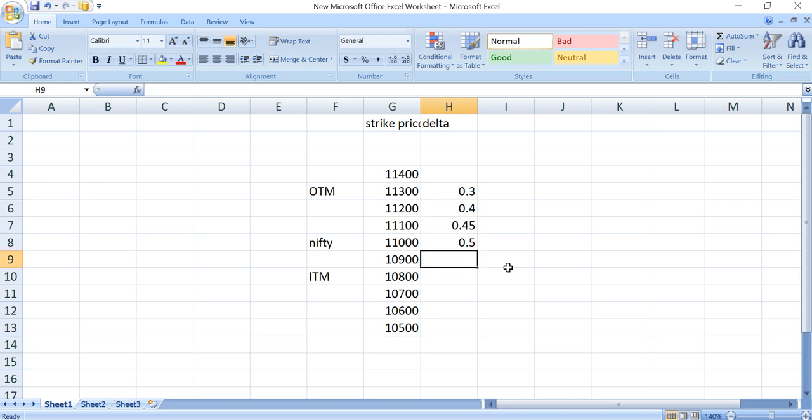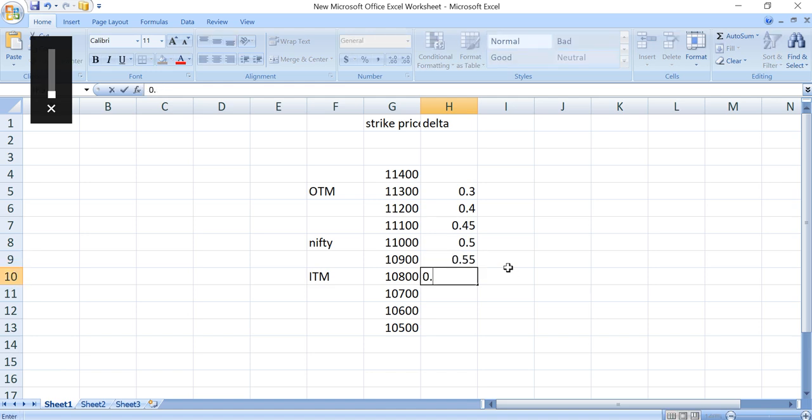If you want to see the exact values for free, you can just log into Upstox. They have the option chain, they have the deltas, vegas, everything is available. Option Greeks are available for free. In all my live trading videos I have also shown you how to access it. It's very simple. Now when you come to in the money, we all know that the delta increases: 0.6, 0.65, 0.7, 0.75.